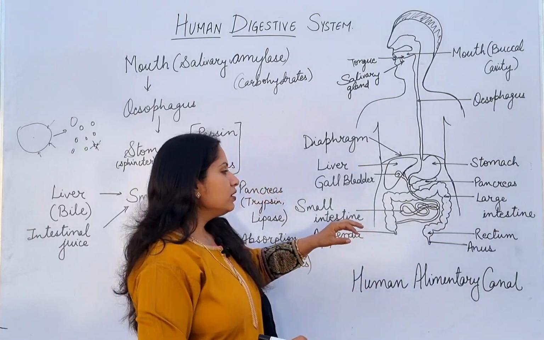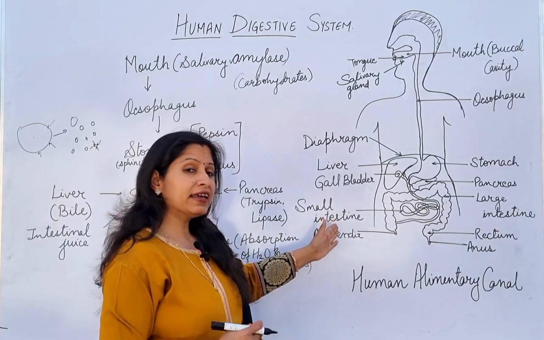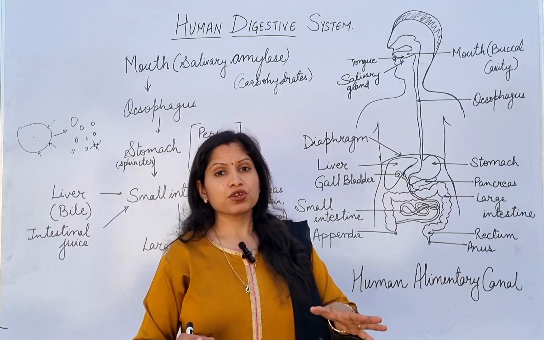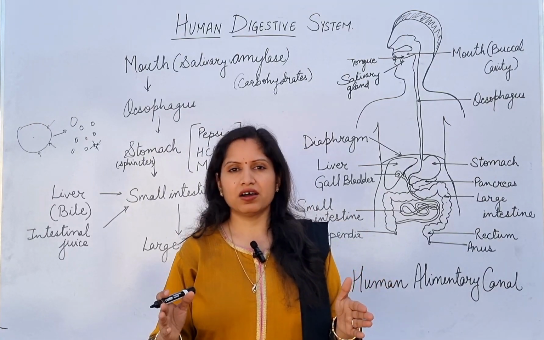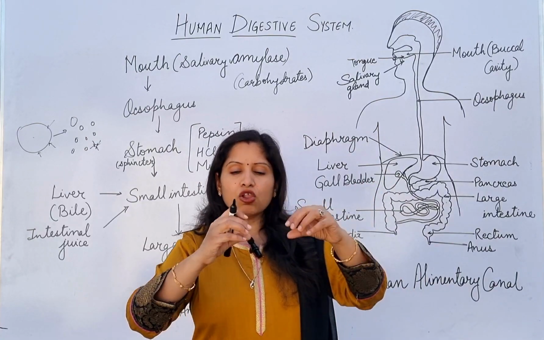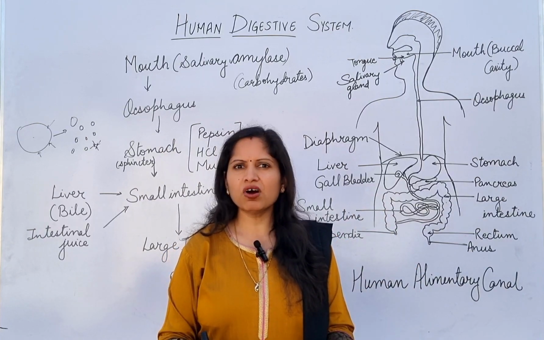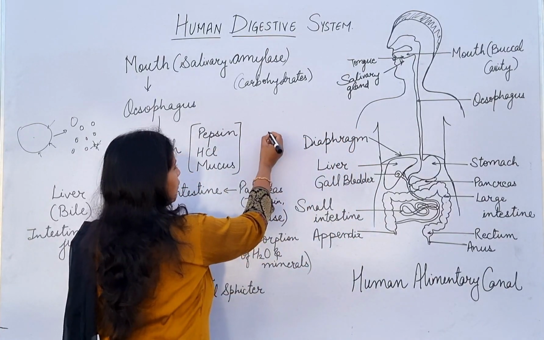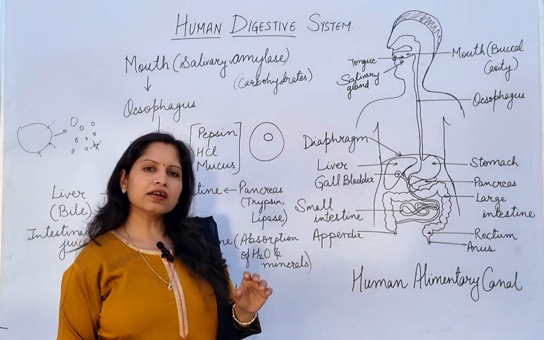Now, apart from the pancreas and the liver, the small intestine itself also prepares some digestive juice that comes into the small intestine. The small intestine's name is small, but its length is very large. It is the longest part of the alimentary canal. Then why are we calling it small? Because its lumen is narrow. If the lumen of the small intestine is this much, the lumen of the large intestine is this much. That is the only difference.